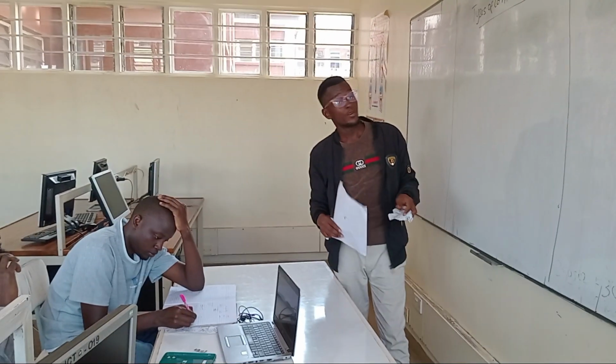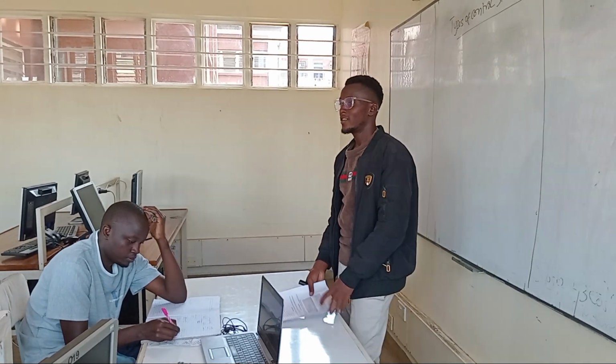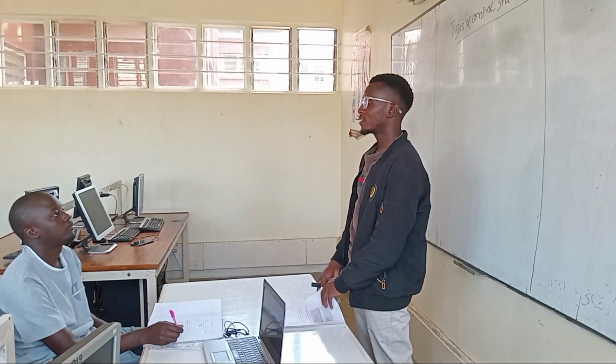Today we are learning about types of control structures. But before that, is everybody in class? Class A? Yes. Is everybody in? Yeah. So after this class, you give me the attendance list.